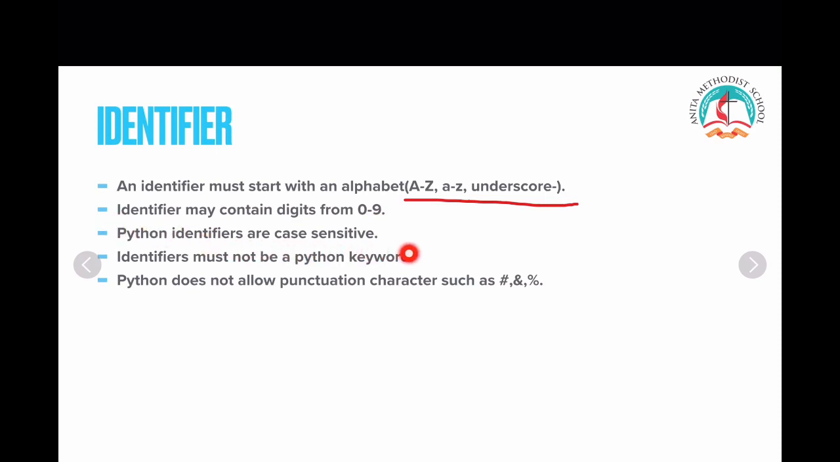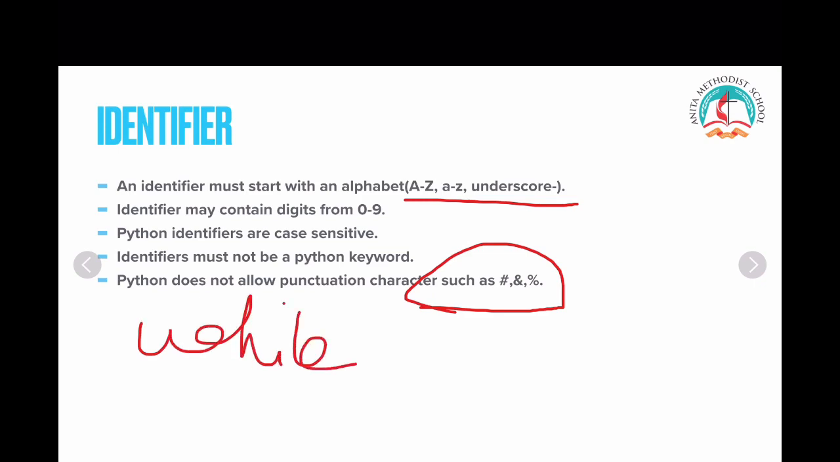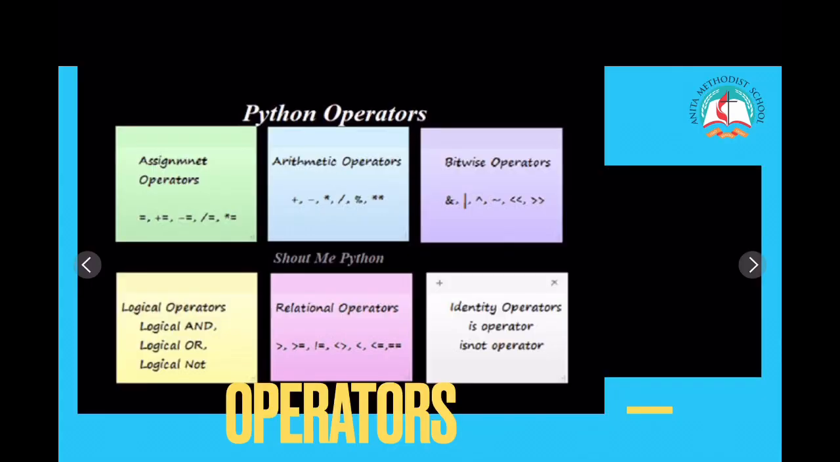Python identifiers are case sensitive. Identifiers must not be a Python keyword. It cannot be a keyword in Python identifier. Python does not allow punctuation characters like hash and symbol and then percentage or modulus symbol. So keywords, what we saw in keywords, for example, while, if, they cannot be used as an identifier. That is what they mentioned as must not be a Python keyword.